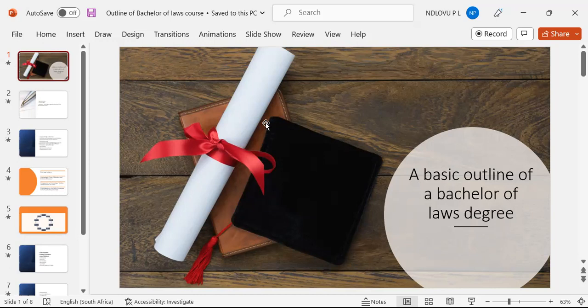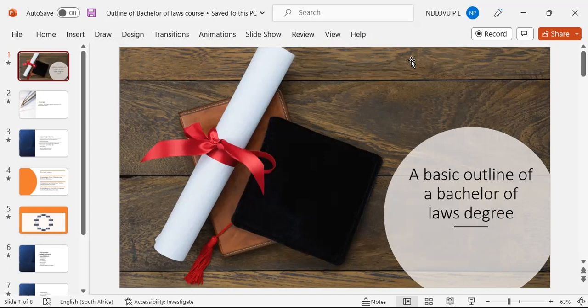So what we are going to discuss here is just a basic outline. We are not saying that all universities follow this format, but at least you will expect that one way or another, you are going to encounter one of these subjects, maybe framed or named in one way or another, different from the way the naming would go from one university to the next.